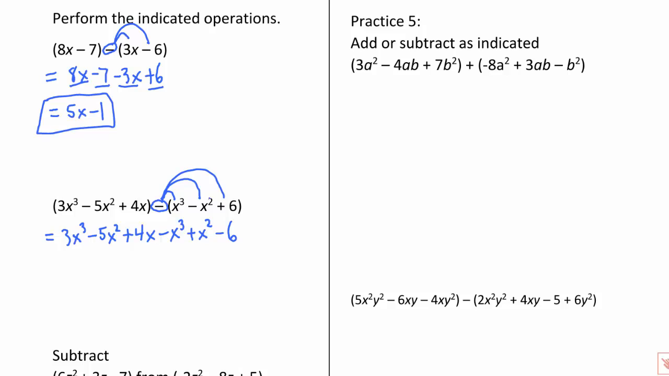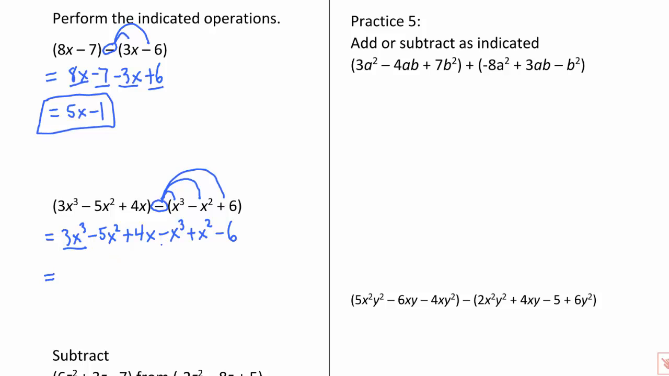Now this distribution of the minus sign is something that a lot of people forget to do, or they'll just do it to the first term but forget to do it to the second two. So be very careful that when you do this you change all terms of the second parentheses. Now we just combine like terms.